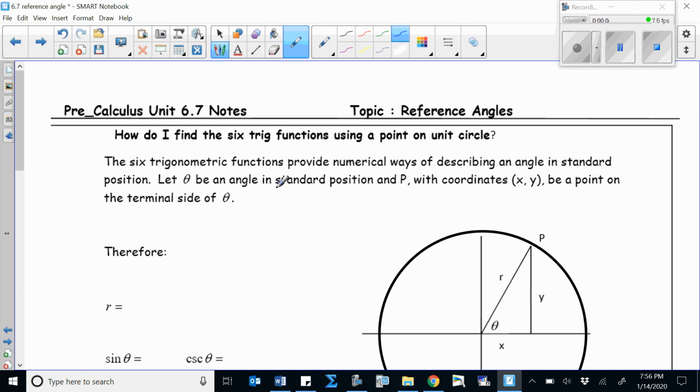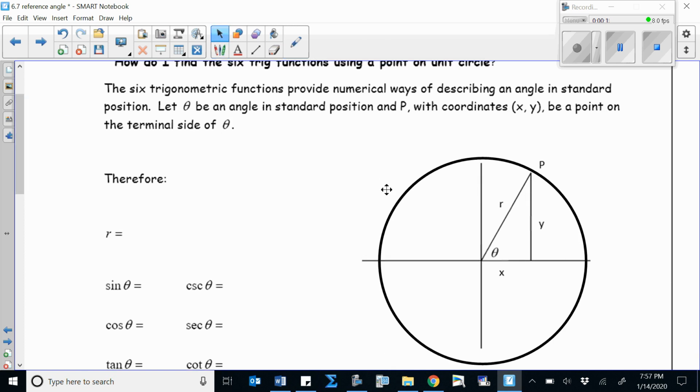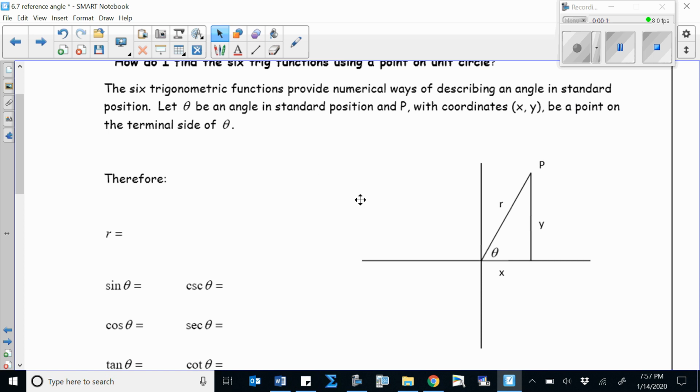Hi everyone, in the second part of 6.7 notes, I'm going to teach you how to find the 6 trig functions using a point on the unit circle. So let's say we have, let me get rid of this circle first. At this point we don't need it. So let's say we have this coordinate plane and a point on this coordinate plane like P.